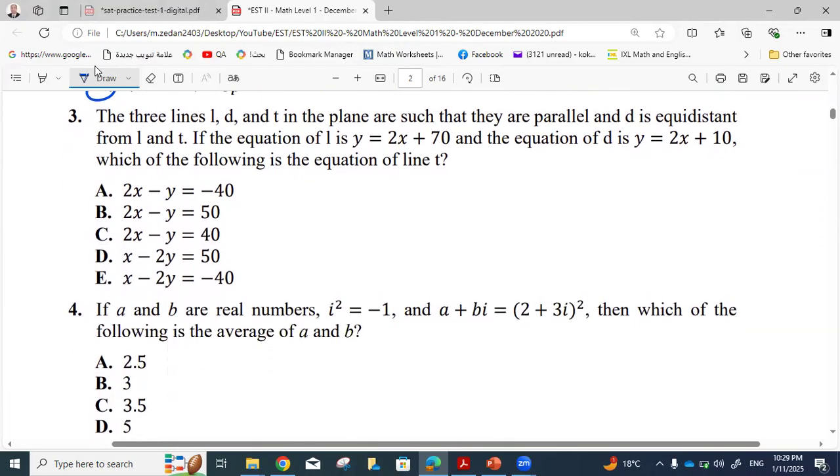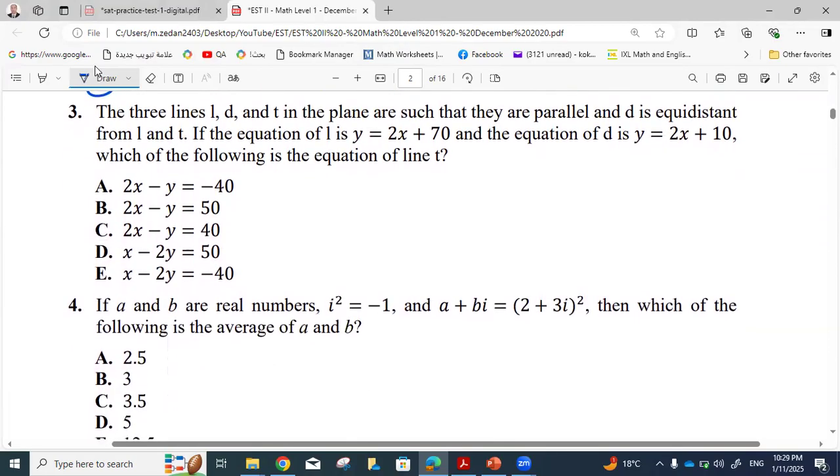In question number 3, the 3 lines l, d and t, considered in the plane, are such that they are parallel. Just to draw the lines now, consider these lines are parallel, something like that. And d is equidistant from l and t. So consider this line l and this line t. Now line d is equidistant. This distance is equal to this distance.